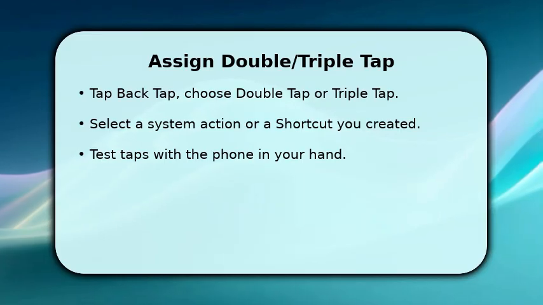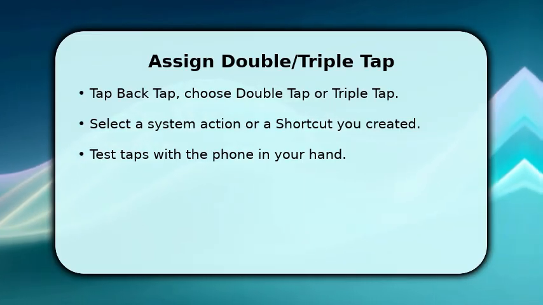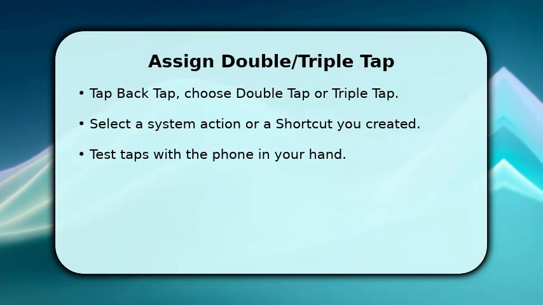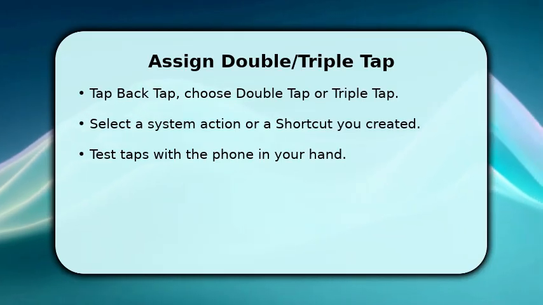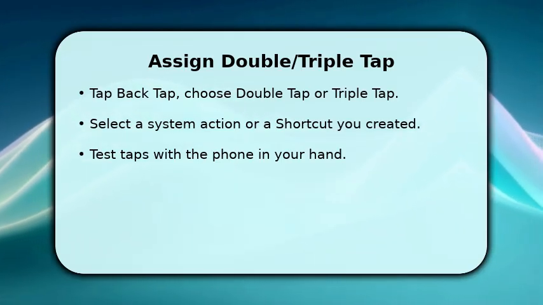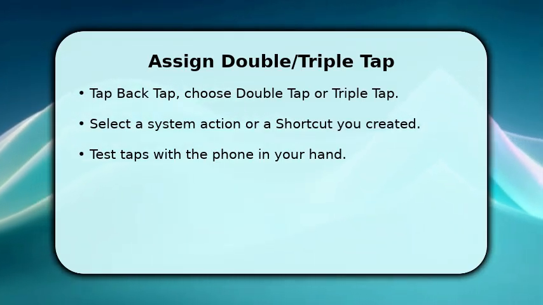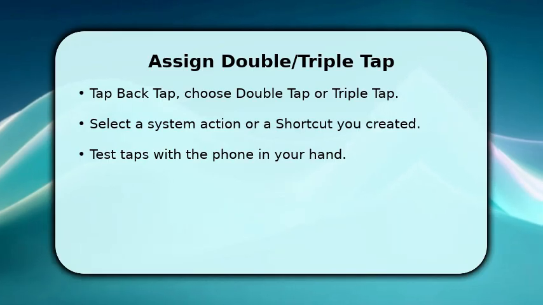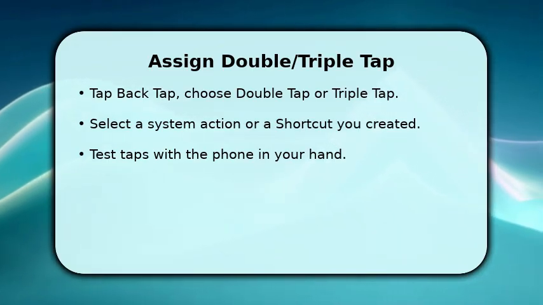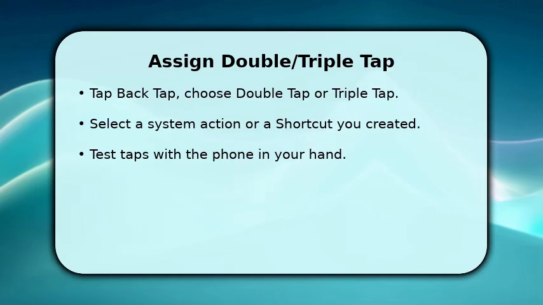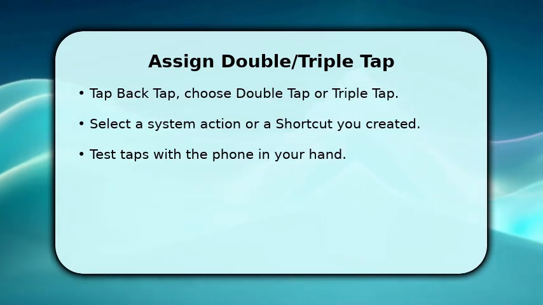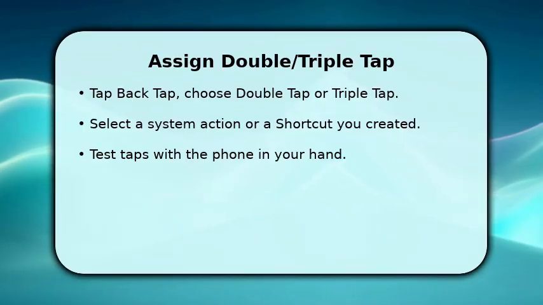You can select system actions like Screenshot, App Switcher, or choose a specific shortcut you already made. That's why creating a shortcut first expands capability. After selecting an action, test it by tapping the back with normal finger force. If it doesn't trigger, try adjusting how you hold the device and ensure no case blocks the motion.